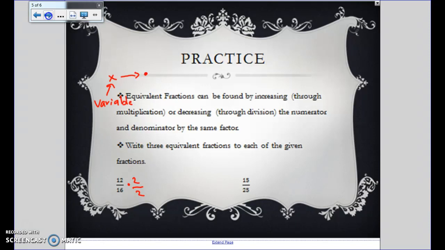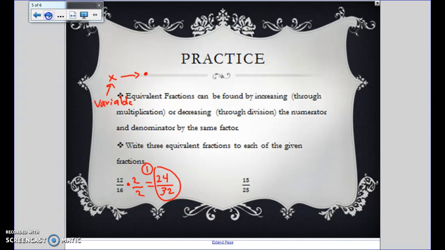Okay, so we're going to start using points, or little circles, for multiplication from now on. So I'm going to multiply by 2 on the top and on the bottom, and what I actually wrote is a fraction, 2/2. I'm going to explain that a little more in just a second, but I know that 12 times 2 is 24, and 16 times 2 is 32, so I know that one equivalent fraction, my first one, would be 24/32. That's the same parts of a whole as 12/16.